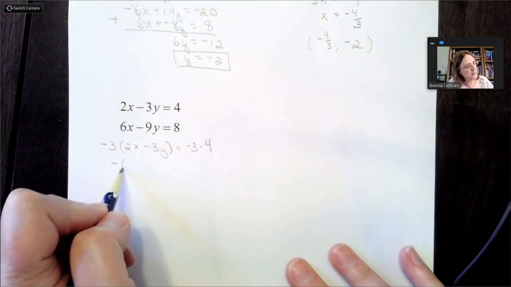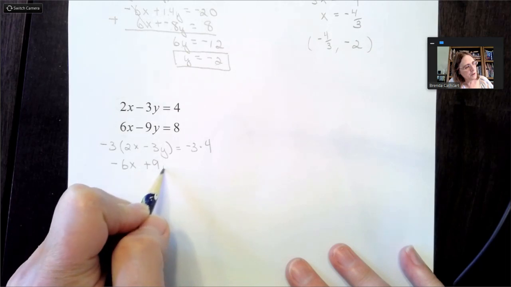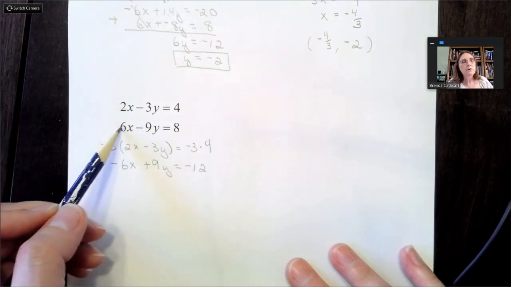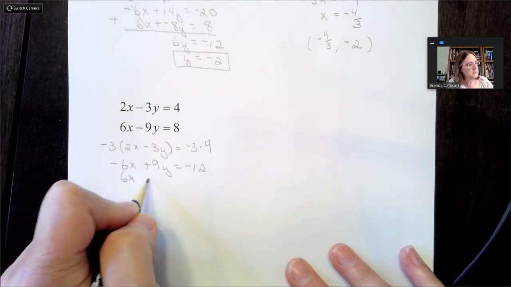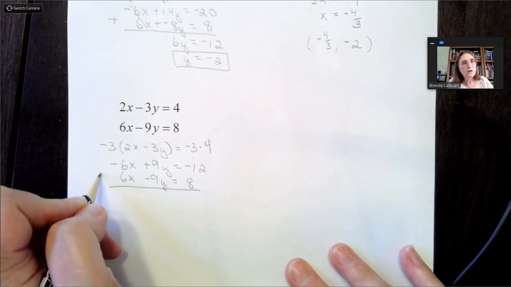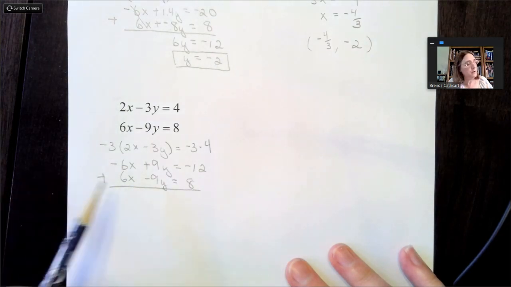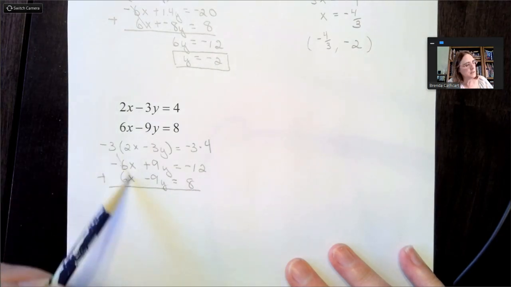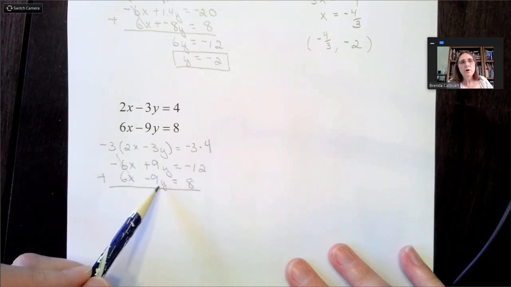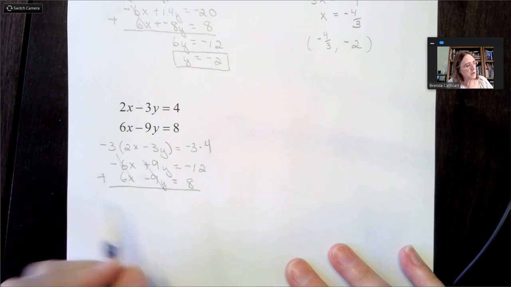Simplifying gives us -6x plus 9y equals -12. And now we're going to pair it with the second equation, 6x minus 9y equals 8. We're going to add these two equations together. -6x and 6x is 0. And gosh, look what happens here. 9y and -9y also add to 0.